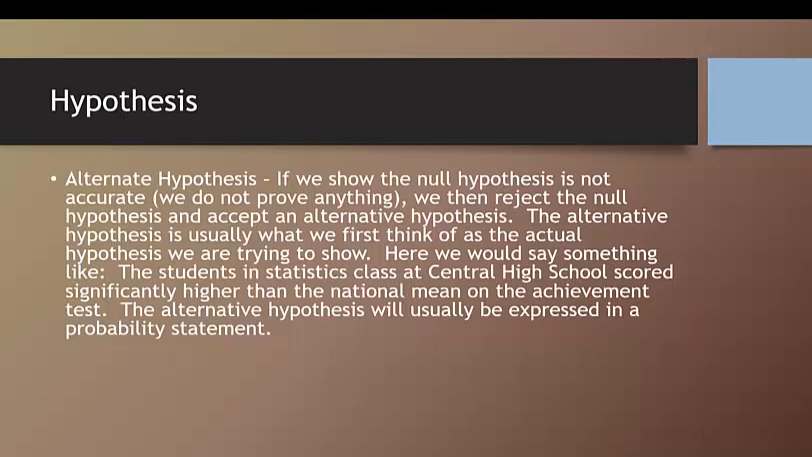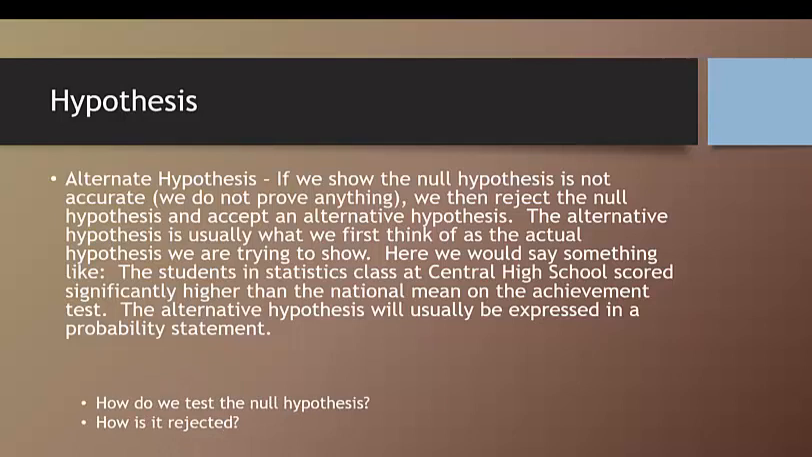In our sample of school students, the students in the statistics class at Central High School scored significantly higher than the national mean on the achievement test. This is our alternative hypothesis, and this is how we usually express it. We usually want to show this, but we're going to test the null hypothesis. Okay, so I said that gets a little bit tricky, but the alternative hypothesis, again, is generally what we want to show, but we don't test that. We test our null hypothesis, that there is no difference.